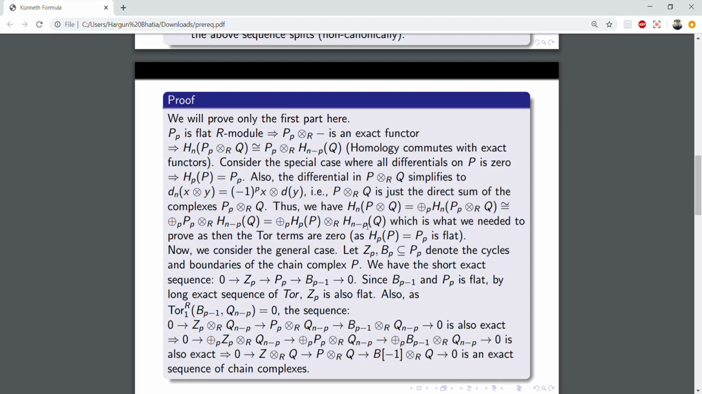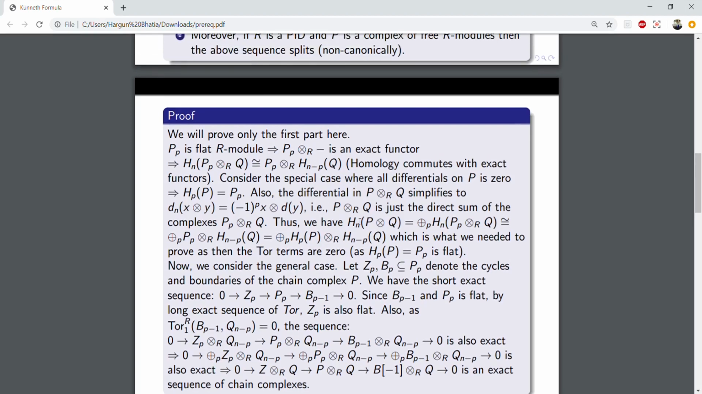Okay, so that's fine. Then the homology of this tensor product chain complex, since it's a direct sum of a bunch of chain complexes, and since homology commutes with the direct sum, I can bring the direct sum outside to get the nth homology of P_p tensor Q, which we know already is just the direct sum of P_p tensor H_{n-p}(Q). But now you can write P_p as just the homology, right, because it's zero differential. So you get this thing, and that's exactly what we wanted.